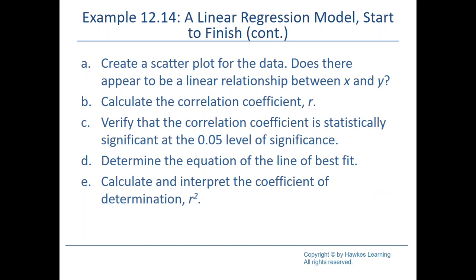And again, I'm not asking you to tell me what it is just yet. I want you to look at the graph itself and determine that. Once you've looked at the graph, then we're going to calculate your correlation coefficient. Sorry, it's a bit of a tongue twister. We're going to calculate that R. Once we've calculated that R, we're going to verify that that R is actually statistically significant at a 0.05 level of significance. And if it is, then we're going to determine the equation of that best fit line. And then we'll calculate and interpret the coefficient of determination, which is R squared there.